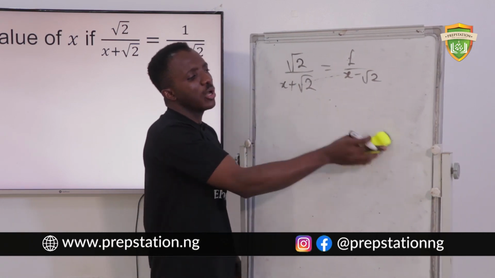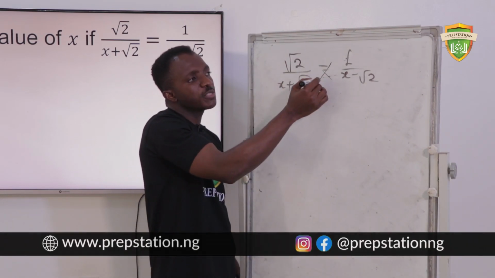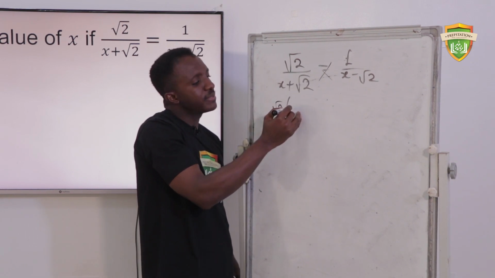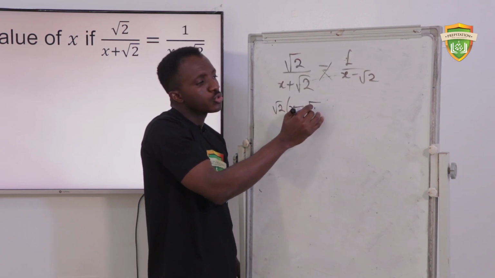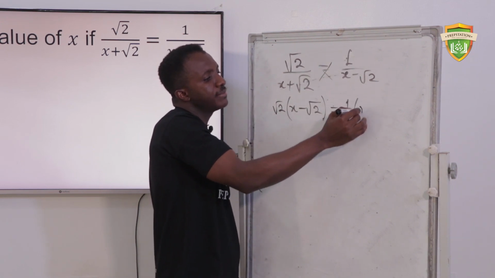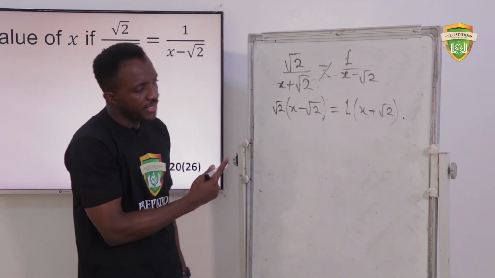The best way to solve that question is to cross multiply. Now let's cross multiply. We have square root of 2 times x minus square root of 2 equals 1 times x plus square root of 2. Now look at this.